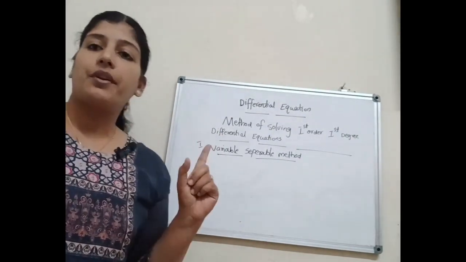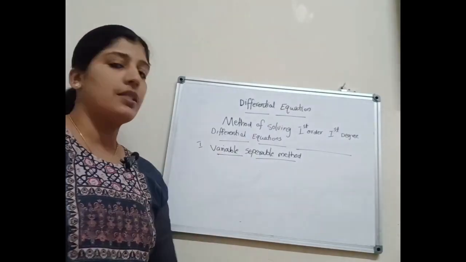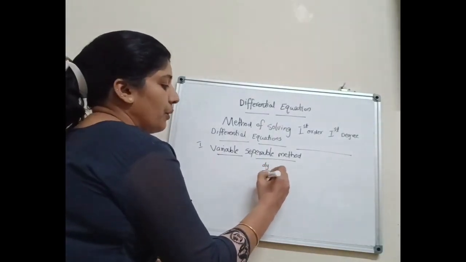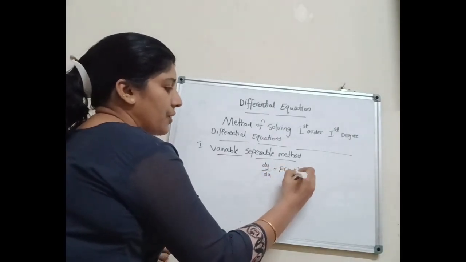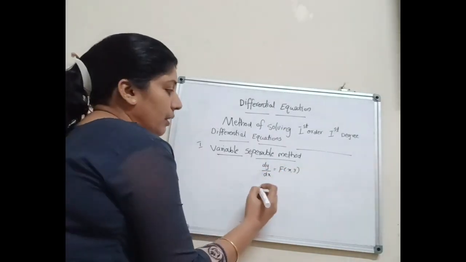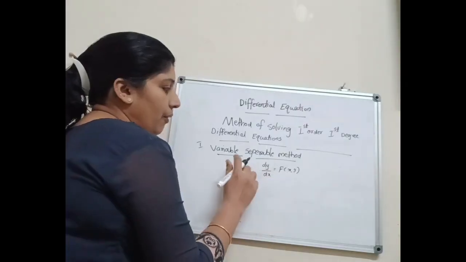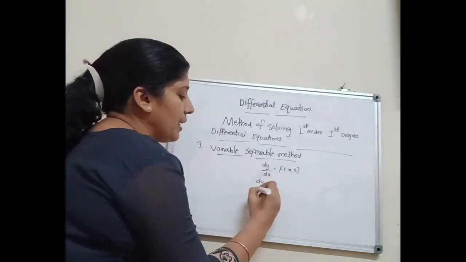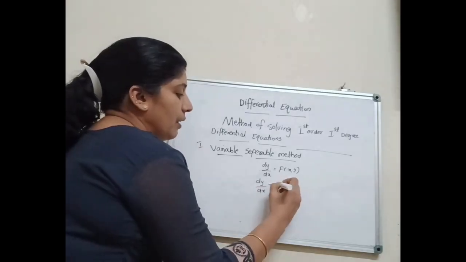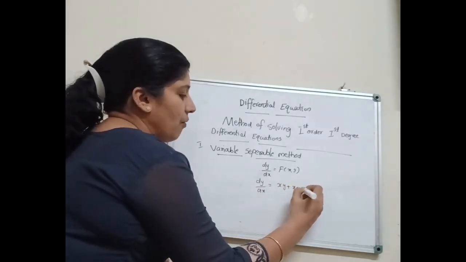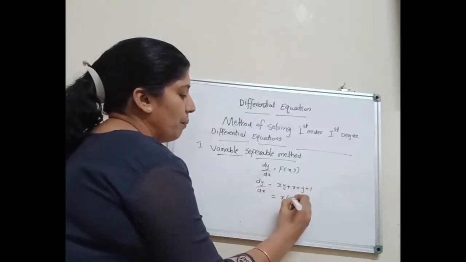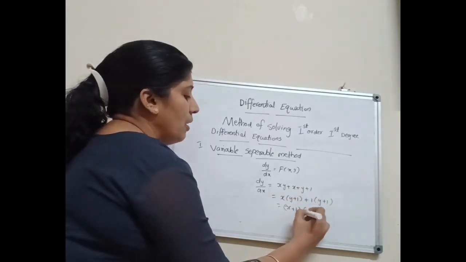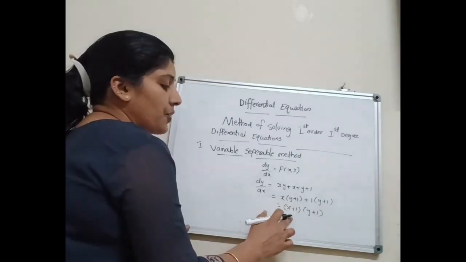How can we solve first order, first degree differential equations? By using the variable separable method. That is, the function dy by dx equal to f of x, y, where we have a function of x and a function of y. By using the variable separable method, we have to separate the variables. Let us consider the equation dy by dx equal to xy plus x plus y plus 1. That implies x into y plus 1 plus 1 into y plus 1, that is equal to x plus 1 into y plus 1. That is the function of x into the function of y.